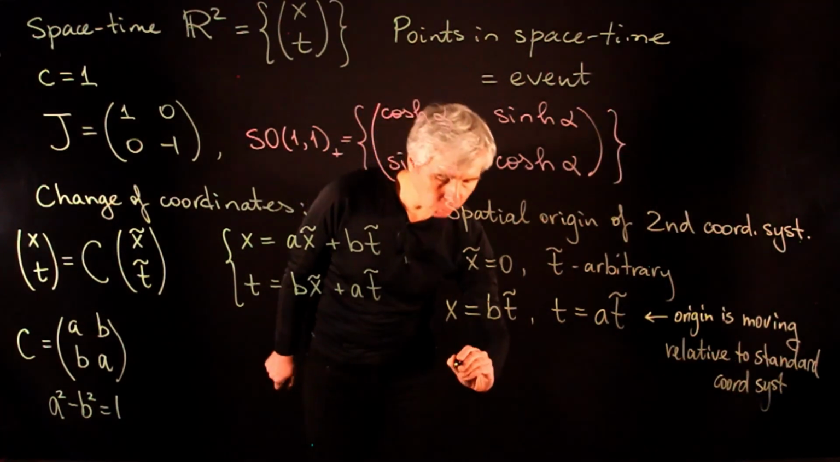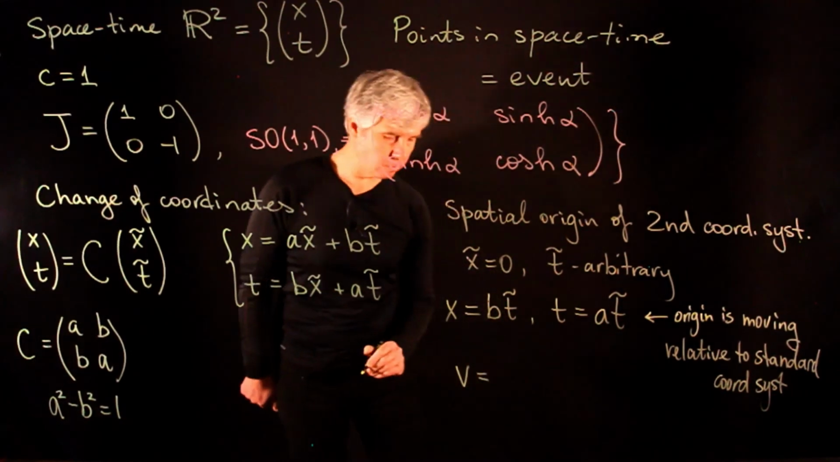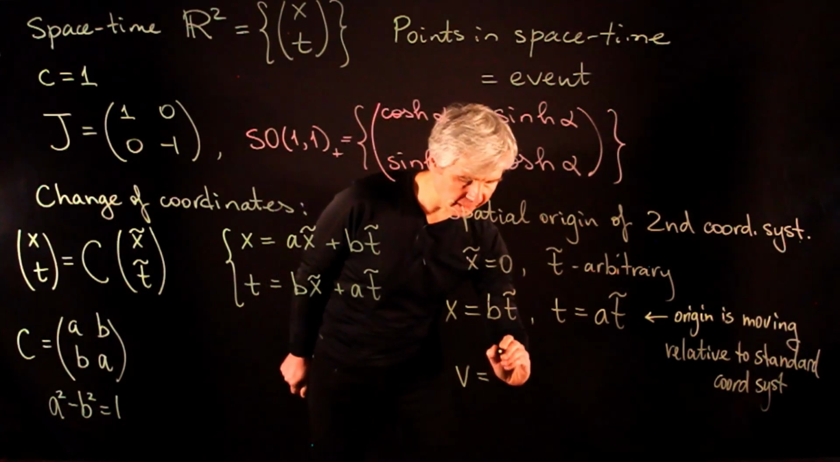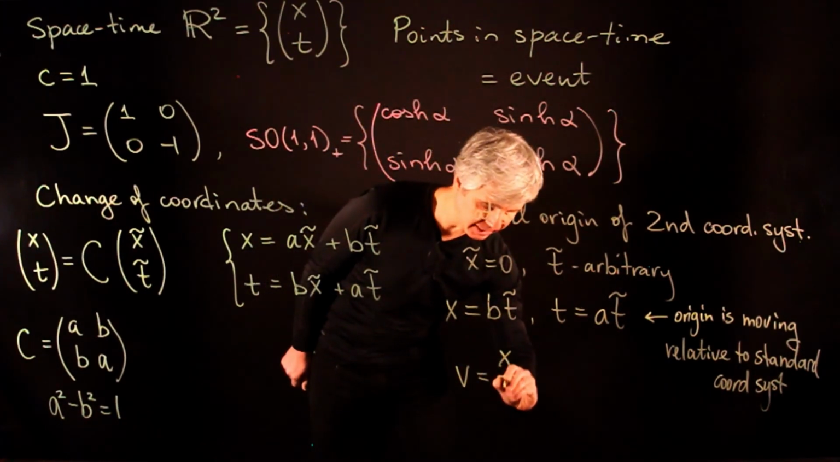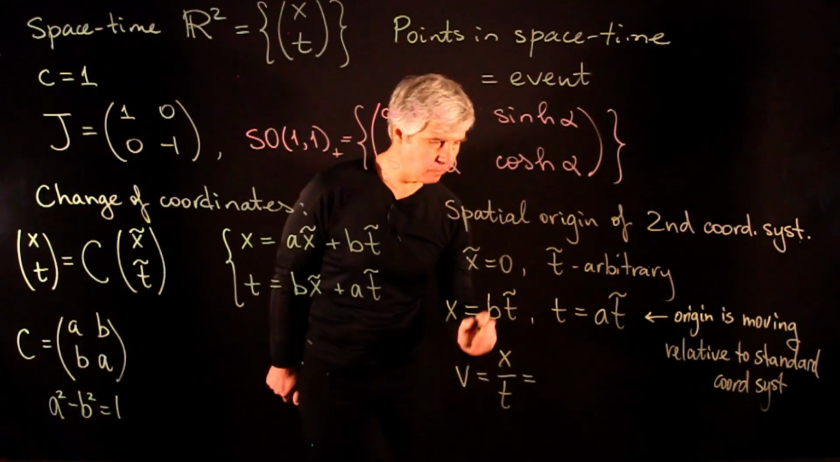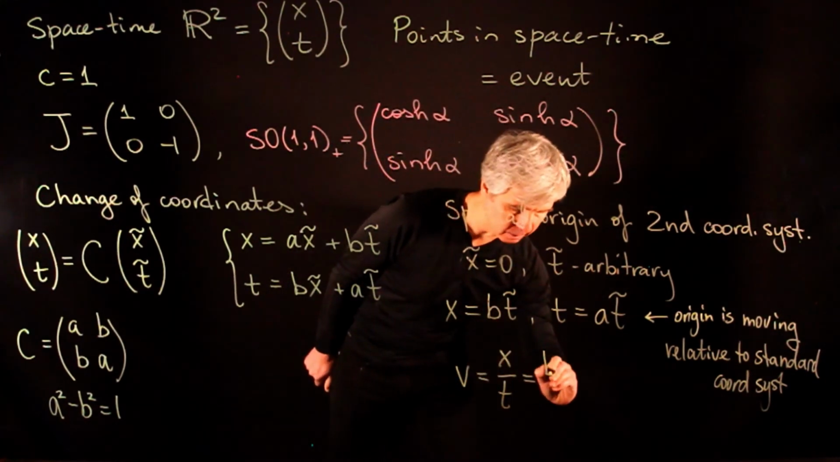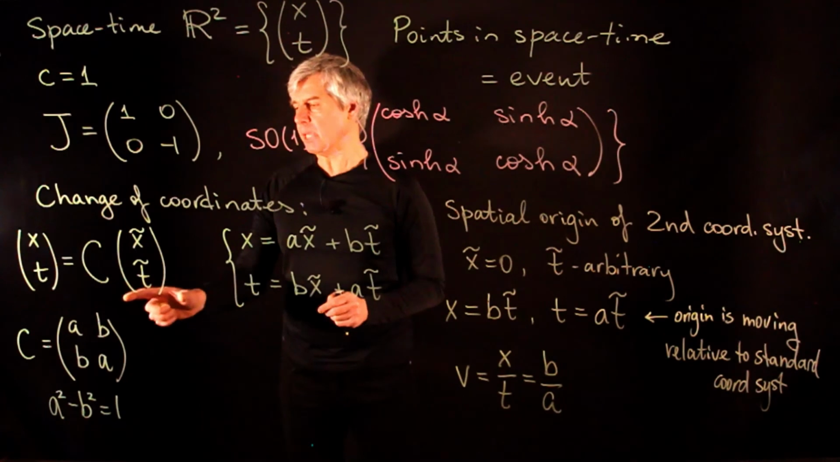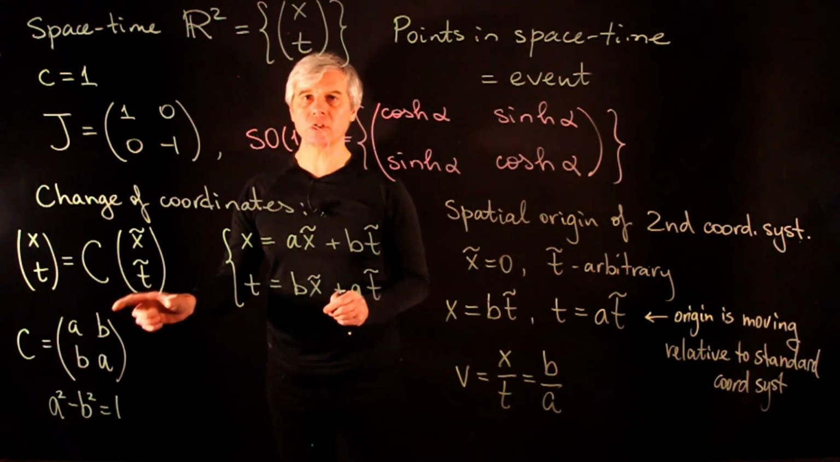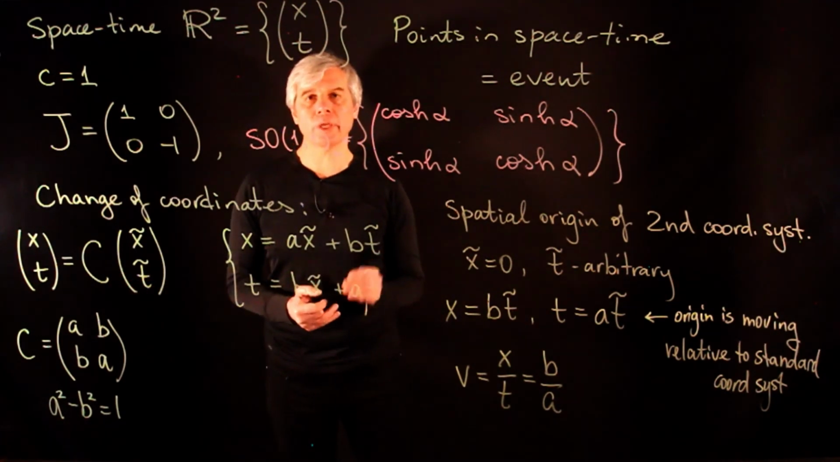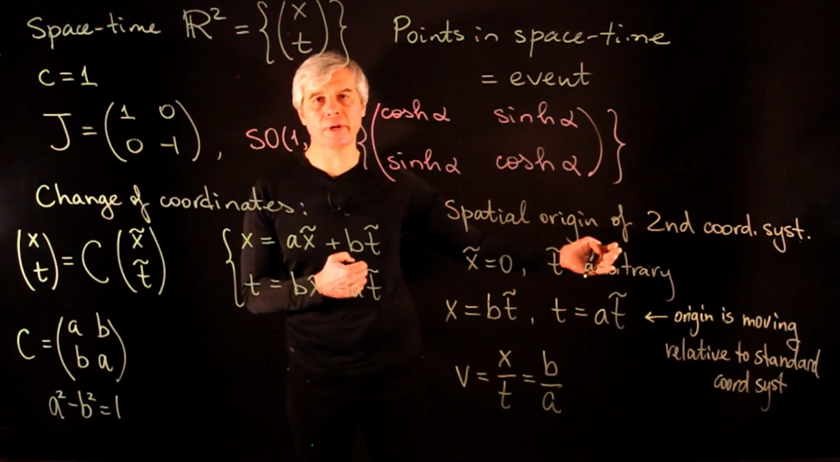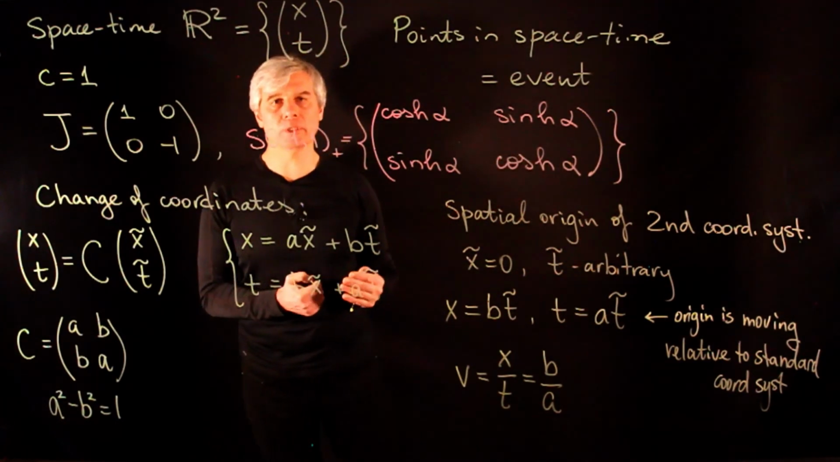And what is the velocity of this motion? So the velocity of this motion is given by x divided by t, and this is b over a. This means that performing these coordinate changes corresponds to going from the moving coordinate frame to the stationary coordinate frame.